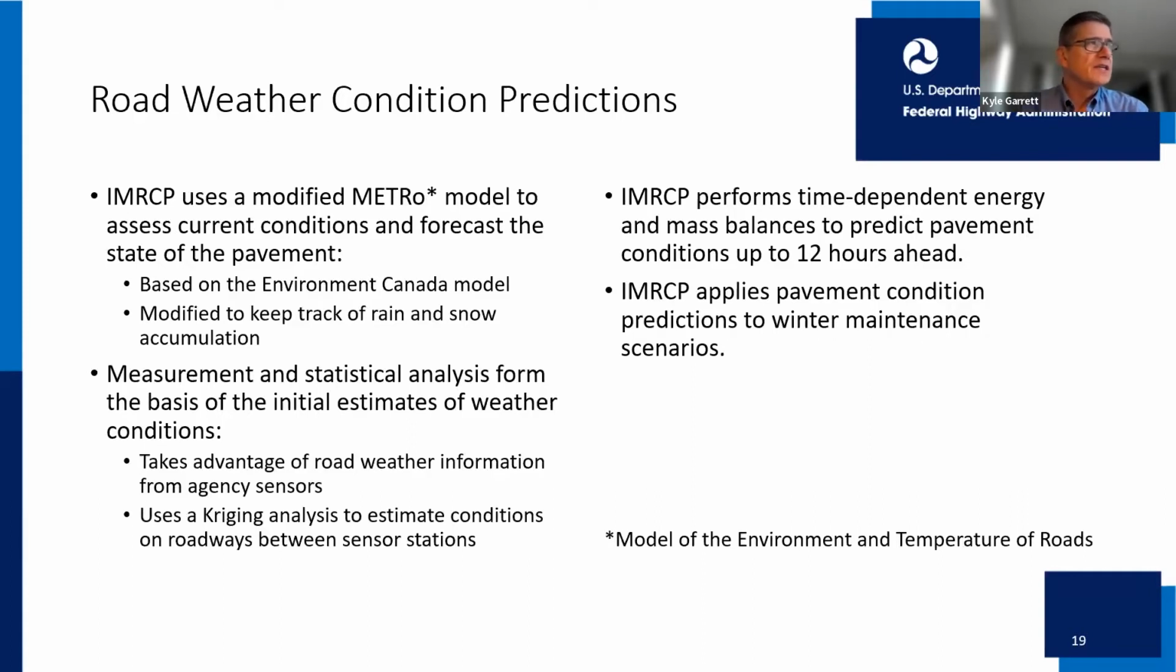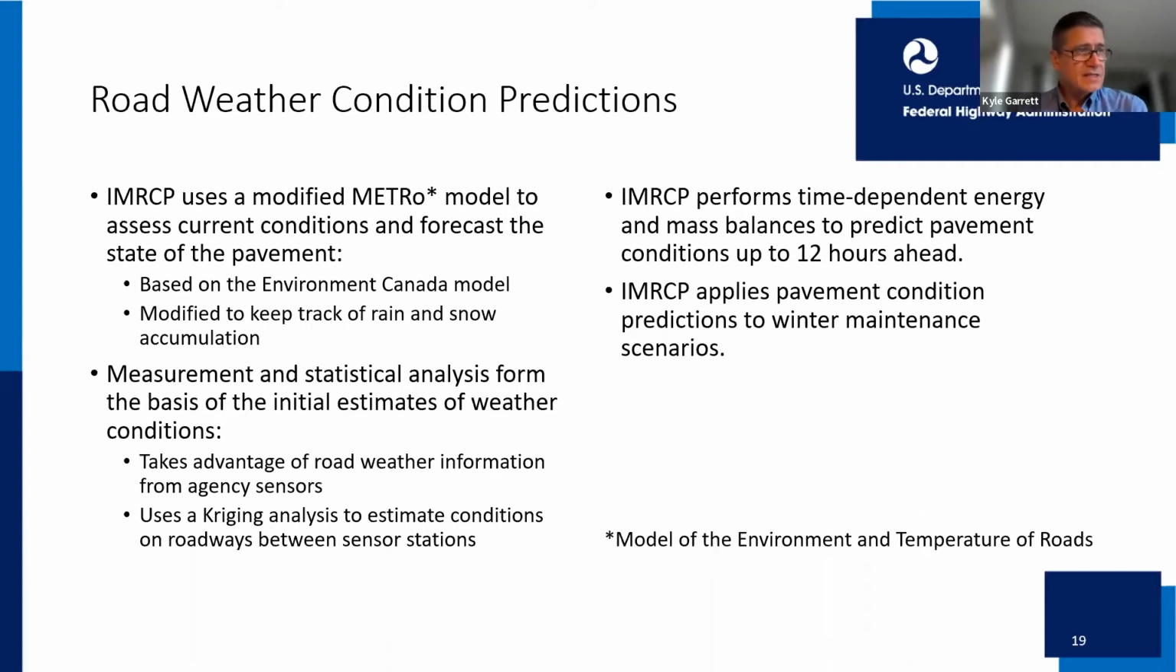With regard to the road weather condition predictions, IMRCP uses a modified version of the Environment Canada Metro model to assess current pavement conditions and to forecast them. That's been modified in IMRCP to keep track of the rain and snow accumulations, the melting that's going on over time. The measurements and statistical analyses then form a basis for the initial estimates of the conditions. So we take advantage of all of the road weather information that comes from agency sensors. It's gathered up in the case that we're using into the weather data environment and then rolled into IMRCP.